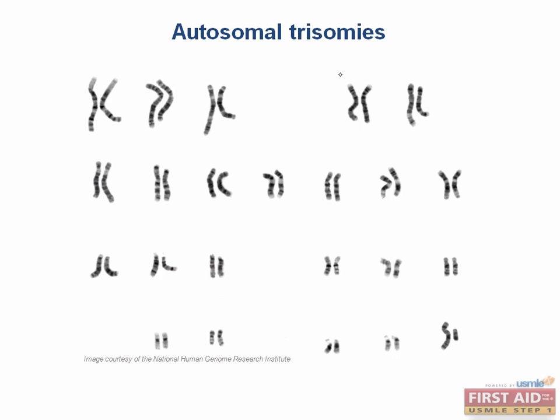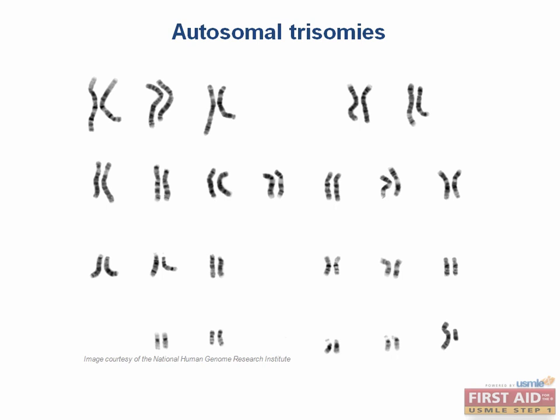Autosomal trisomies occur when 3 homologous chromosomes are present in a zygote rather than the normal set of 2. So what I'm showing you here is a normal karyotype in which you can see 2 copies of each chromosome. But if there were 3 copies instead of 2 for any of these, that would be a trisomy.